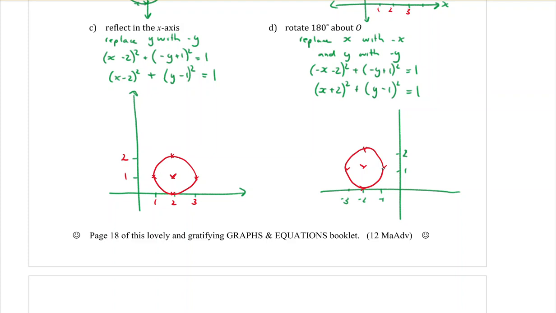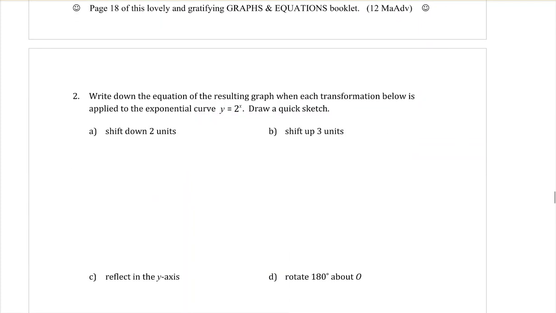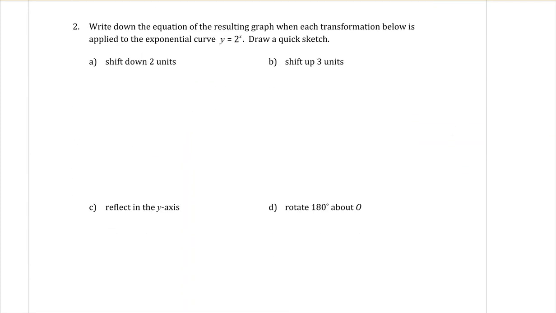Okay, so that was a circle. Now we're going to choose a different type of graph and do some similar things. Question 2 says write down the equation of the resulting graph when each transformation below has been applied to the exponential curve, y equals 2 to the power of x, and draw a quick sketch. Okay, so you could do this with any of the types of graphs that we know. I've just chosen the circle and the exponential, but it could be hyperbolas, parabolas, lines, all those fun things.